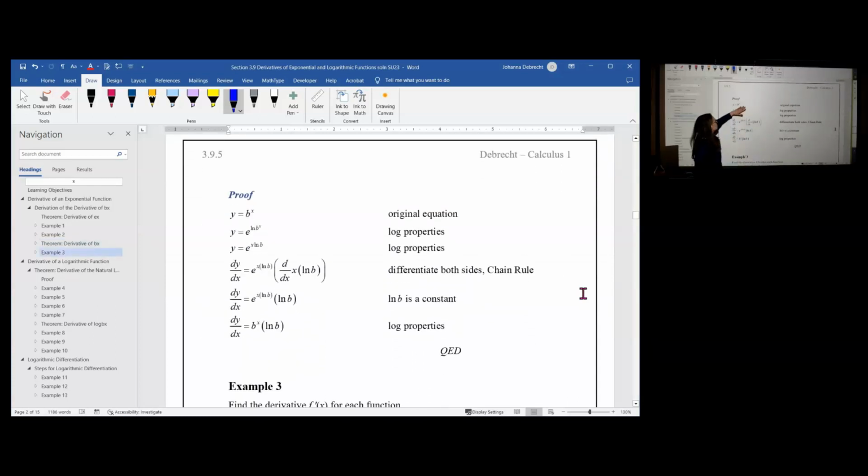We start with the original equation, y equals b to the x. Then we apply a logarithmic property, which says if you take the natural log and then raise e to that power, they undo each other. They're one-to-one inverse functions. So e to the natural log means you actually haven't done anything. It's like adding 5 and subtracting 5. You've done nothing. b to the x is equivalent to e to the natural log of b to the x.